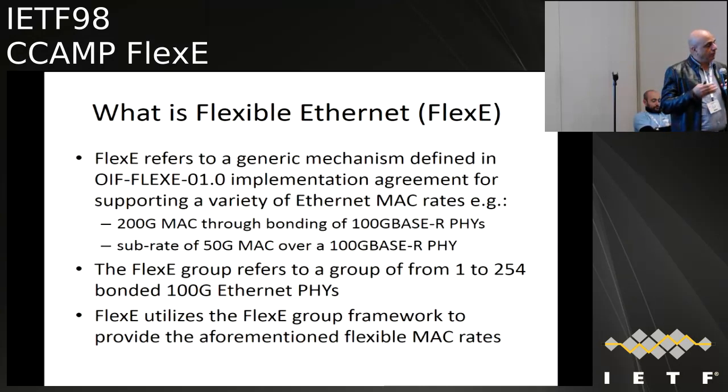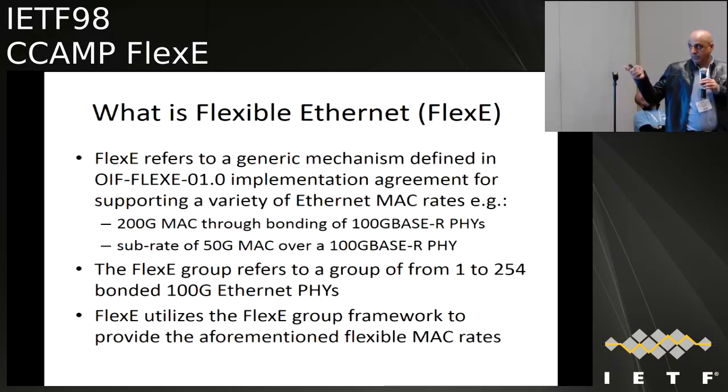By grouping a bunch of 100 gig PHYs, right now the FlexE Ethernet agreement has only defined bonding or grouping of the 100 gig Ethernet PHYs. In the future, they are planning to also allow 200 gig or maybe others. So by grouping 100 gig PHYs, you can create a pipe and then support client rates smaller or higher. You don't have to wait for the corresponding big PHYs to be developed. If the client is able to ship that amount of data, you can port that rate to a bonding of FlexE.